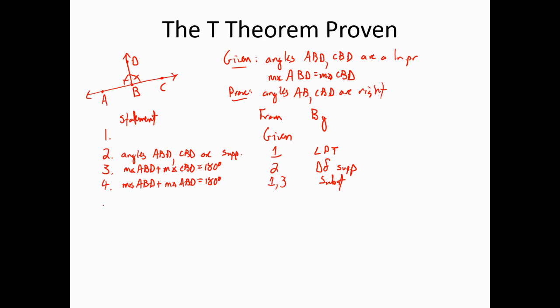And then after this, a little bit of algebra. We've seen this sort of thing before. So we have twice the measure of ABD is 180 degrees. And that follows from 4 by substitution. And then we'll divide both sides by 2.